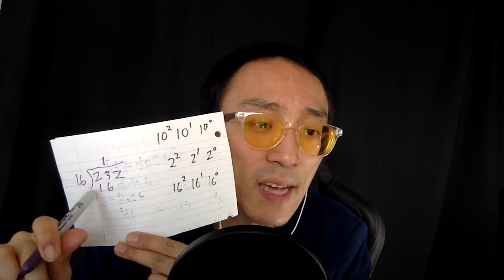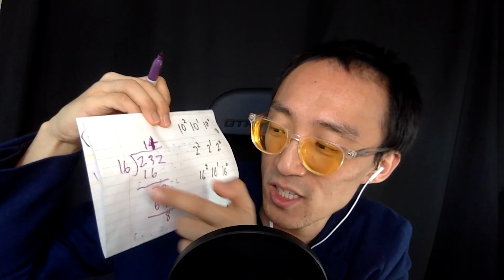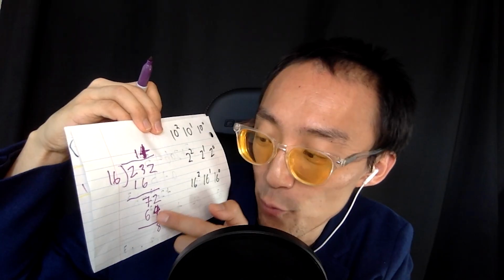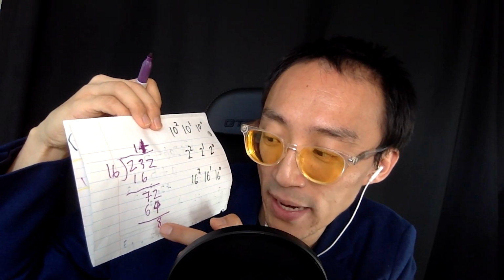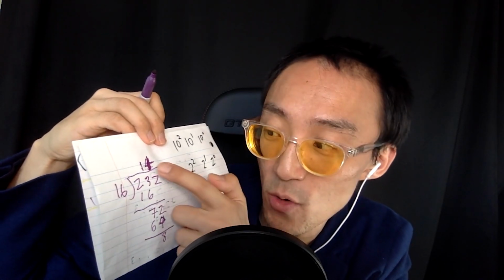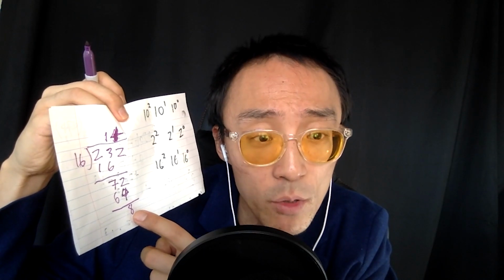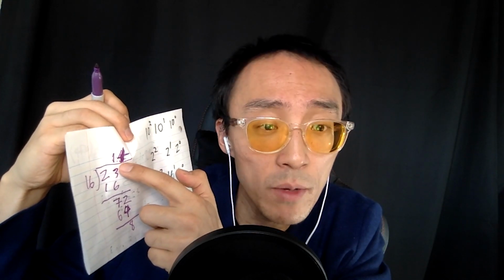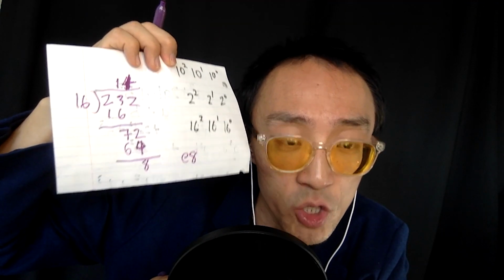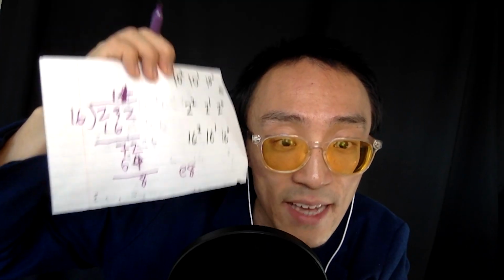It goes into it 1 time, so we subtract. 16 goes into 72 4 times, and you get a remainder of 8. So you have this and this. This remainder would be your rightmost digit, and this would be your leftmost digit. What is 14, guys? So we have 9, right? So 10 would be A, 11 is B, 12 is C, 13 is D, 14 is E. This is 232 in hexadecimal.